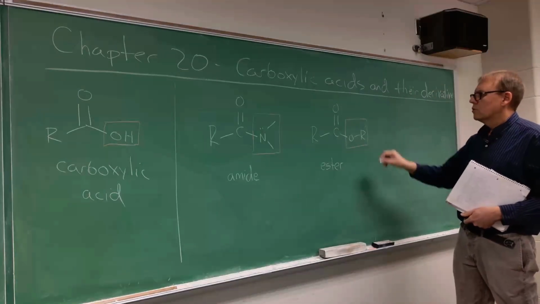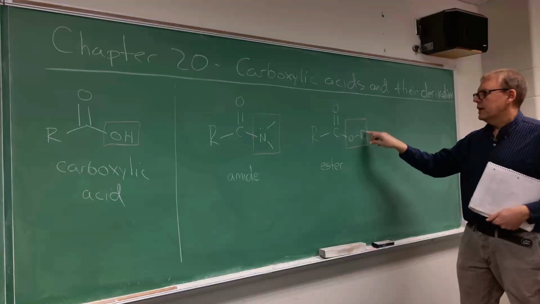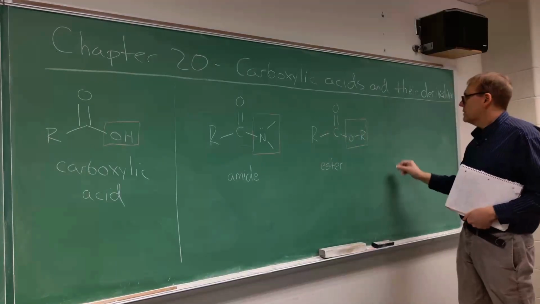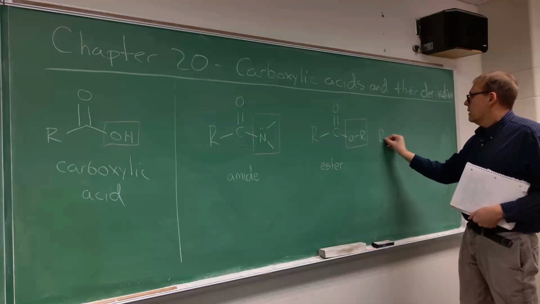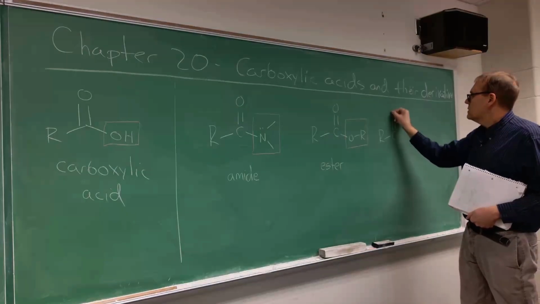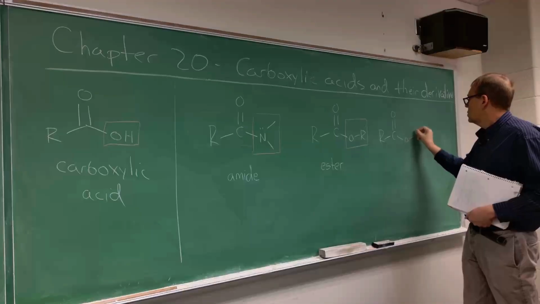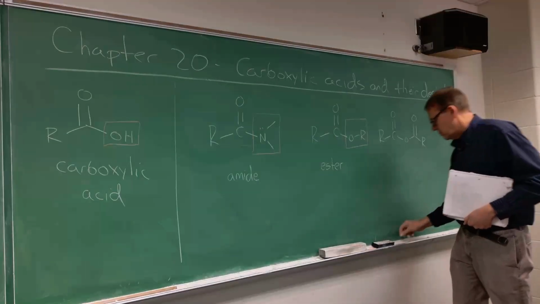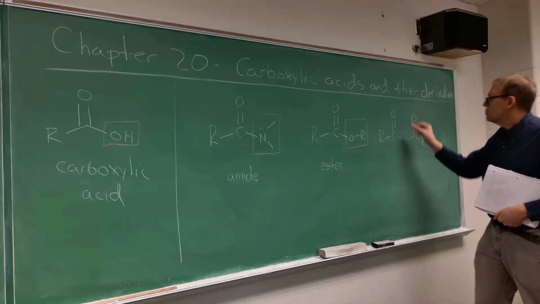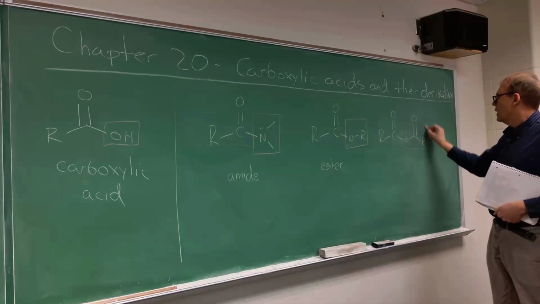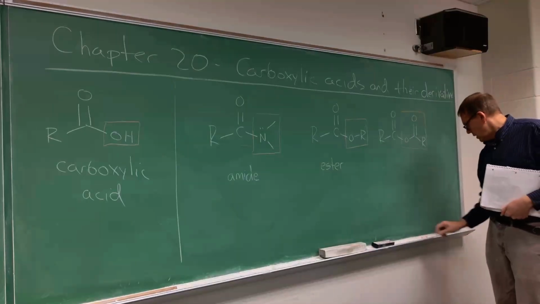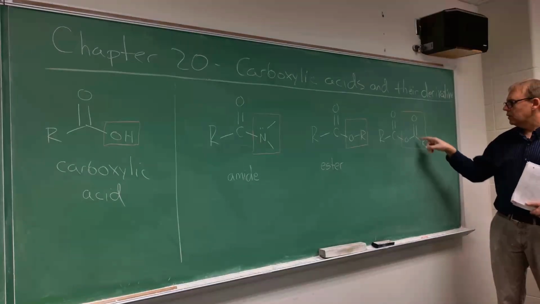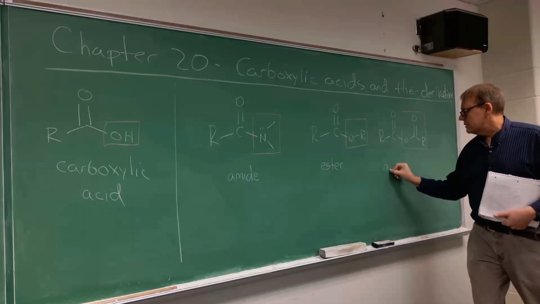Ester has an OR group, and I put OR prime here just to indicate that that R group could be different than that R group. It could also be the same, but it doesn't have to be the same. And then there is another variant on these structures that looks like this. I'm running out of space here, so I'm going to have to get kind of strategic with my drawing. But there is a molecule that has a different group. It's got an O carbonyl R. These are called anhydrides.